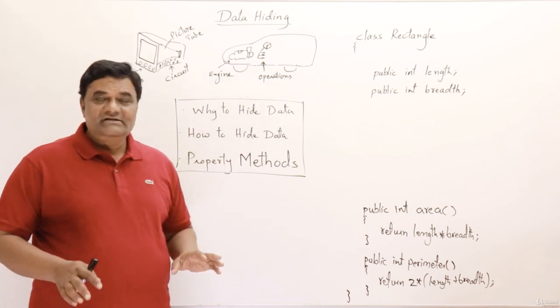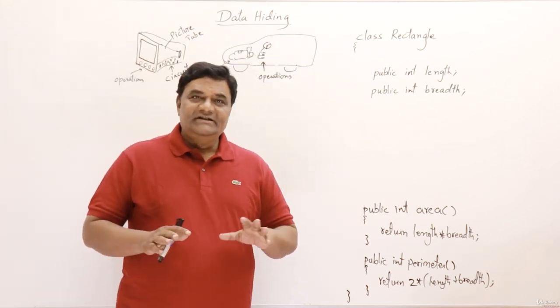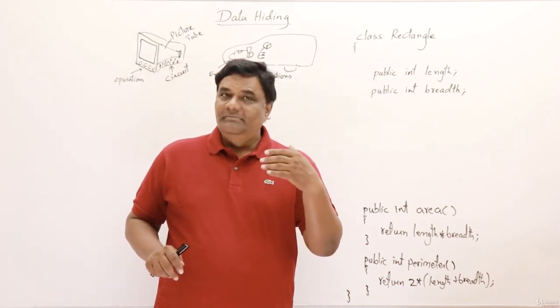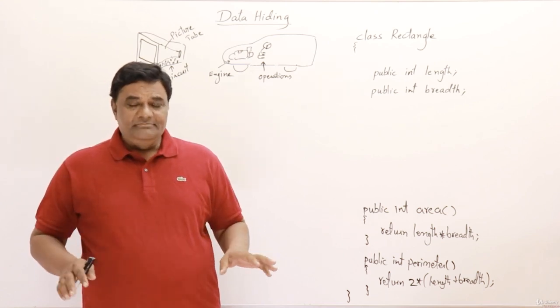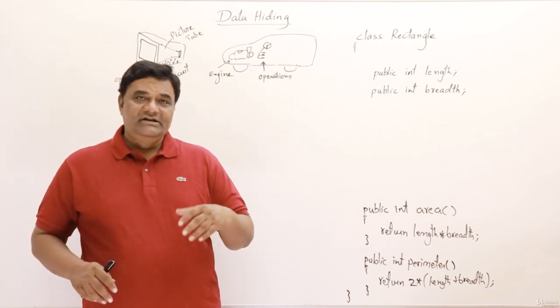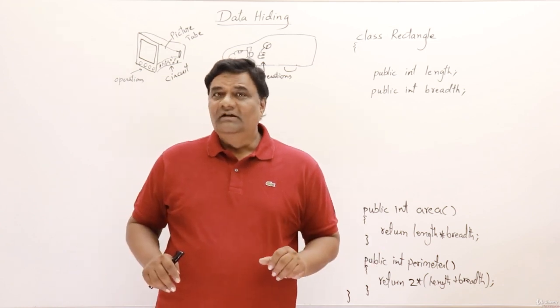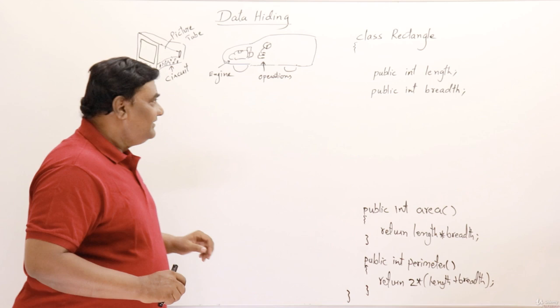So let us understand the concept behind data hiding. In our daily life, we find many engineered products, like electronic, mechanical, or automobile products. For example, if you take a car, television, DVD player, or mixer, there is one thing common among them. What is that? Let us see.